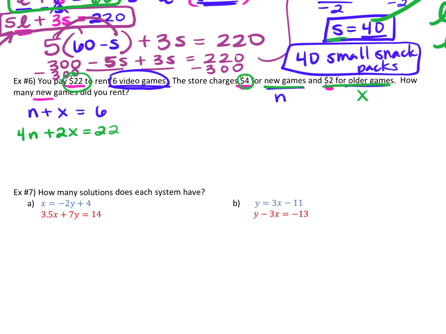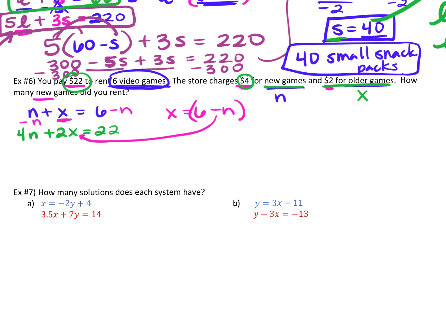Well, in order to get my N's as the only thing, I'm actually going to solve for this X in that first equation. So we're going to isolate this X. We're going to subtract N from both sides. So I get X equals 6 minus N. I'm going to take that 6 minus N and substitute it right here.